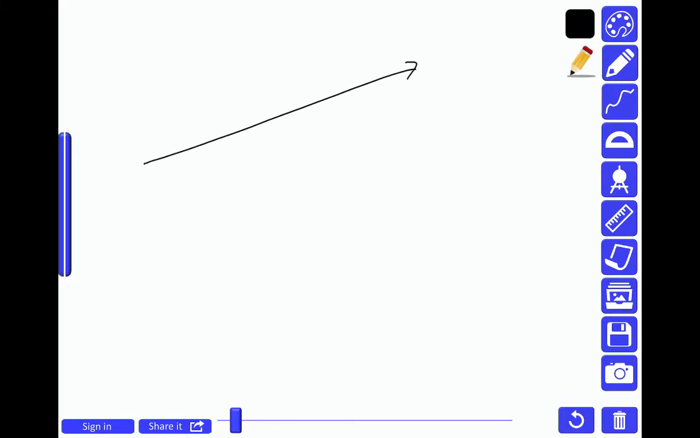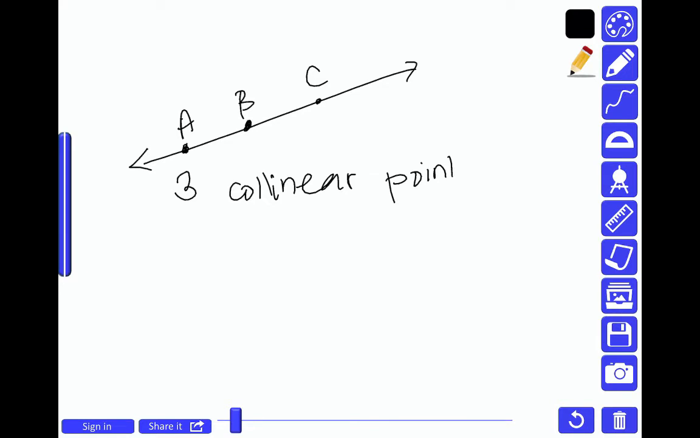I want to talk about this word between and how we use it in geometry. So if I have a line here and I have points A, B, and C on this line, between means that I have 3 collinear points. 3 collinear points means that I have 3 points that are on the same line. If this is the case, then there is a point between 2 other points. And in this case, we would say that B is between A and C, point A and point C.